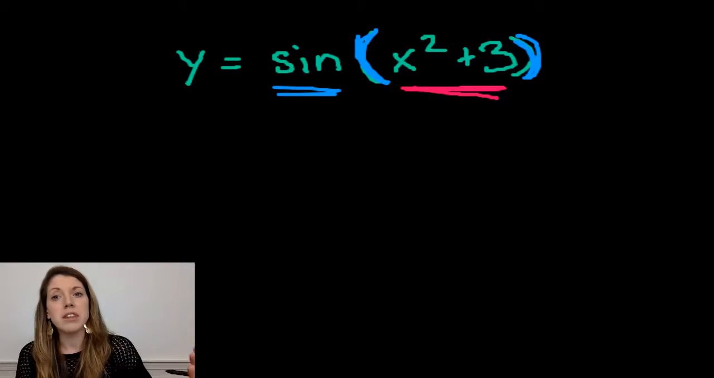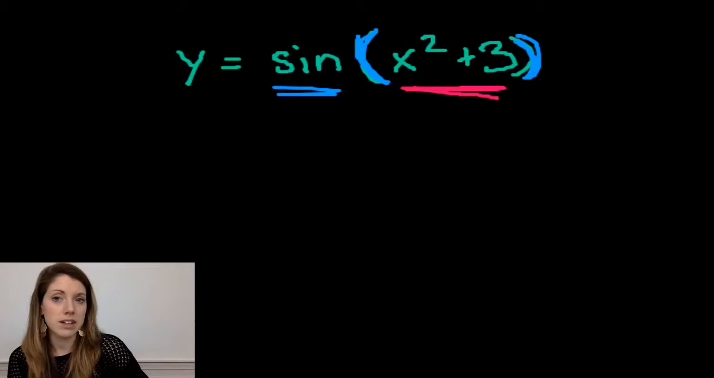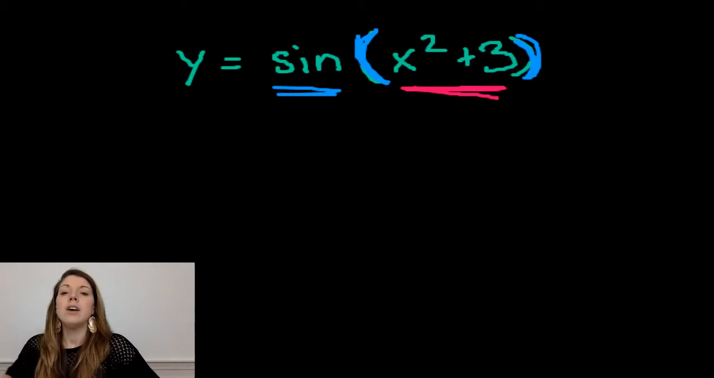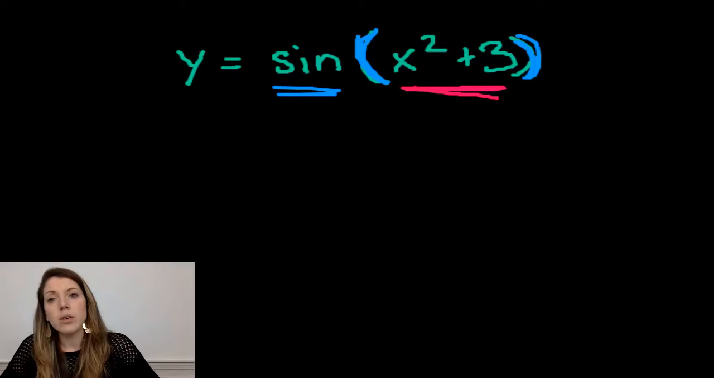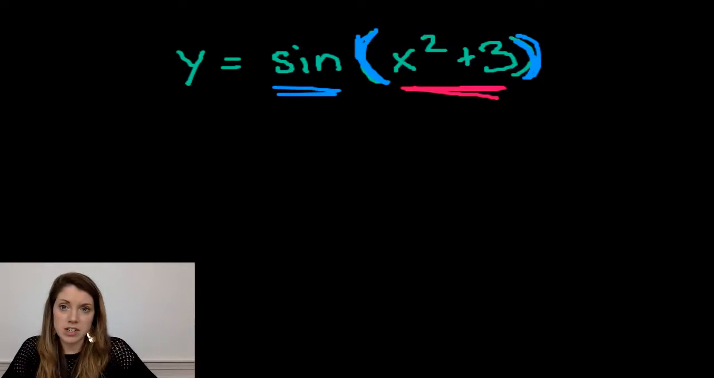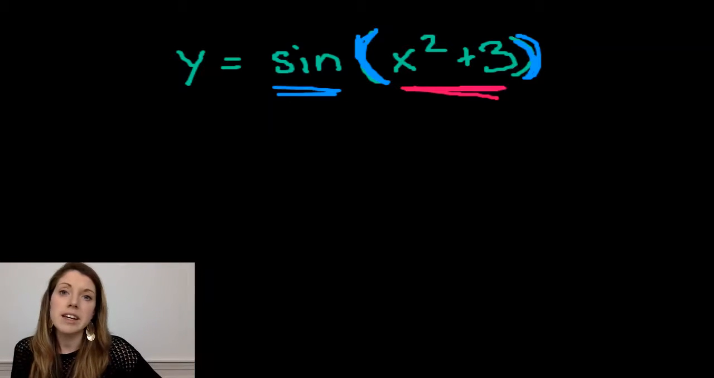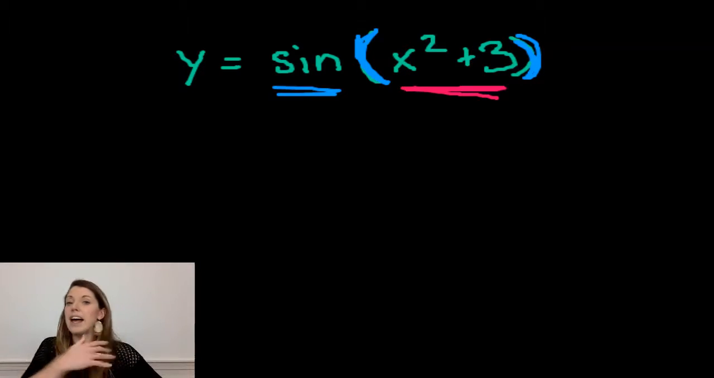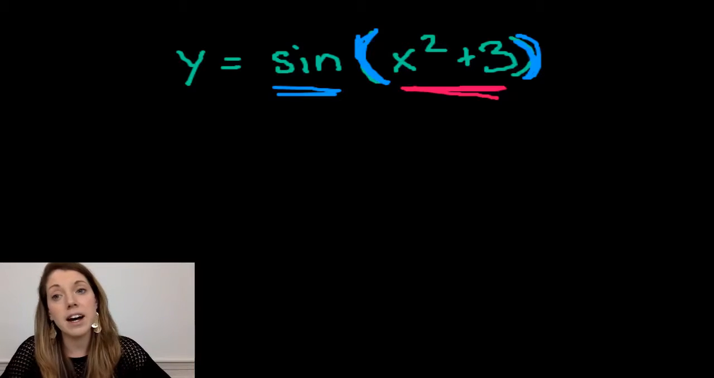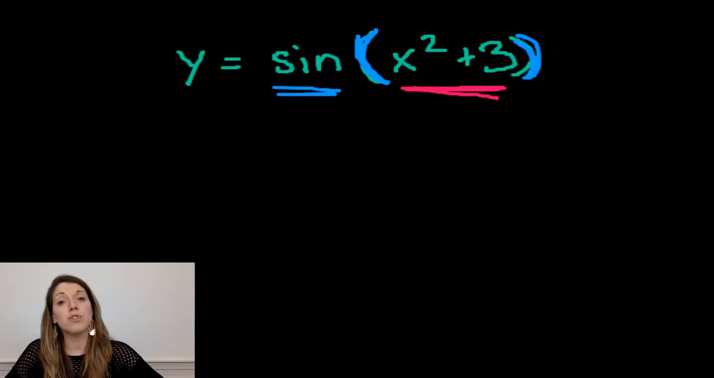So by looking at this in the blue, or what's underlined in the blue, I want you to think of that as the outside function. And the portion that's underlined in red, we're going to think about as the inside portion. I'm assuming you're looking at this and not thinking, oh, that's a really crazy function, because sine of x squared plus 3 is not something that gives you math anxiety just by looking at it.